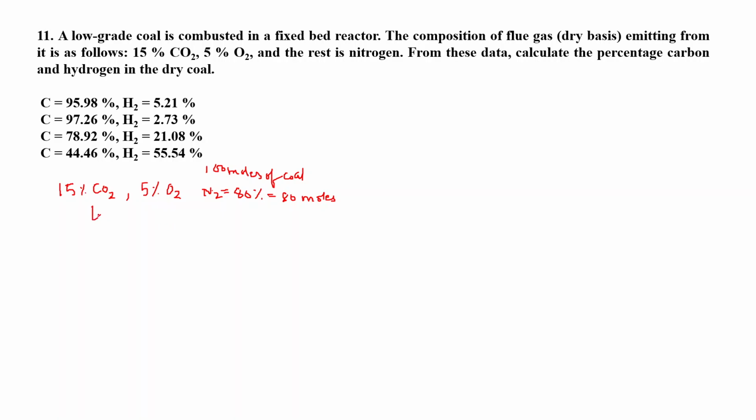Let us take that X moles of air are supplied. As we know that 79% of nitrogen is there in X, if we take 79% of this X moles, it equals 80. So we will get the moles of air supplied, which is 101.265 moles. Let me calculate.